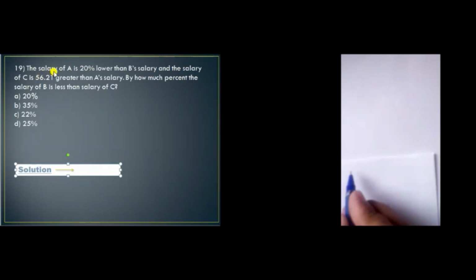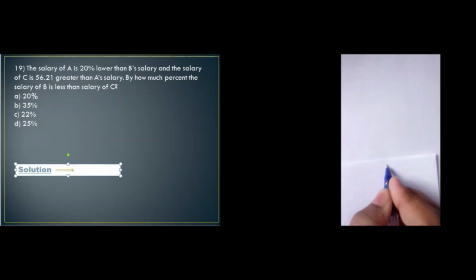So the next question is, the salary of A is 20% less than B's salary, and the salary of C is 56.21% greater than A's salary. So by how much percent is the salary of B less than the salary of C? It can be solved like this. The salary of A is 20% lower than the salary of B.